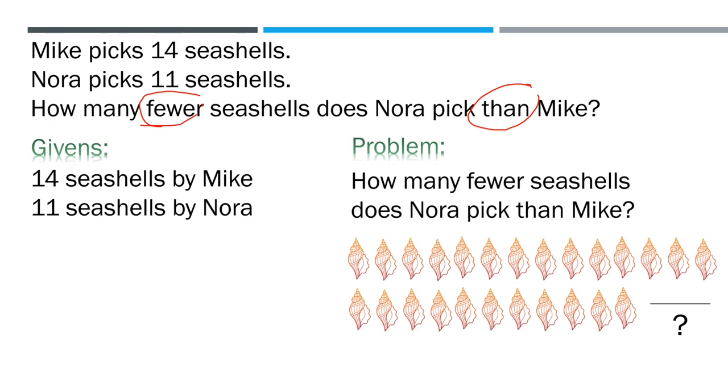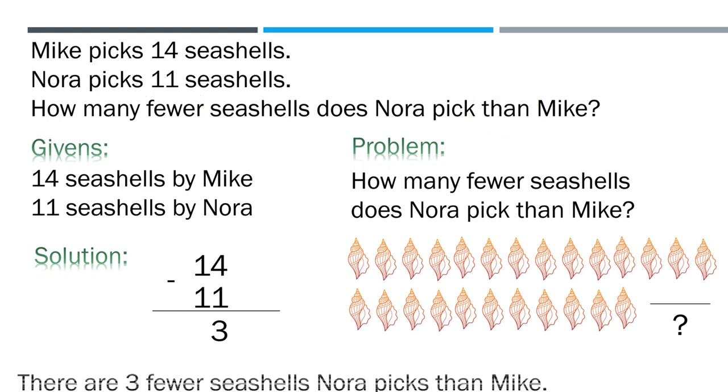Now we go to our solution. Arrange them in ones and tens, 14 and 11. And 4 minus 1 is equal to 3. Then we can write in a complete sentence. There are 3 fewer seashells Nora picks than Mike.